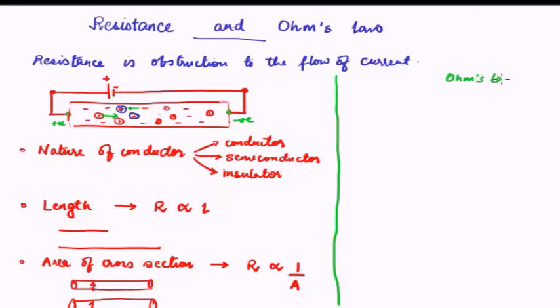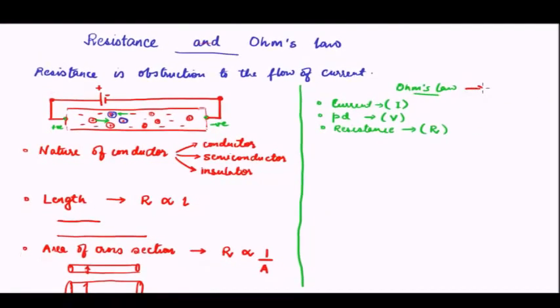Ohm's law, the three parameters that Ohm's law will relate are: one is current, second is potential difference, and third is resistance. Current denoted by I, potential difference denoted by capital V, and resistance denoted by a capital R. And Ohm's law is written as V is equal to I times R.